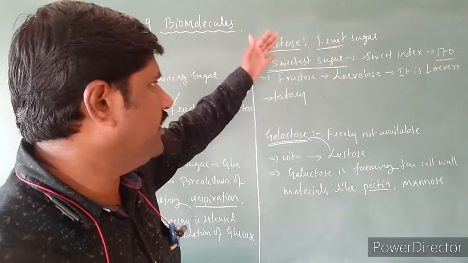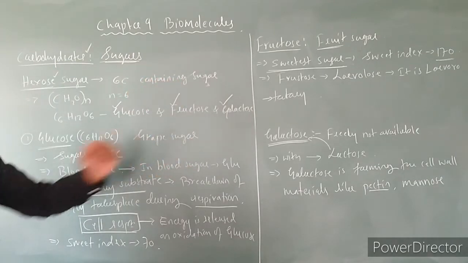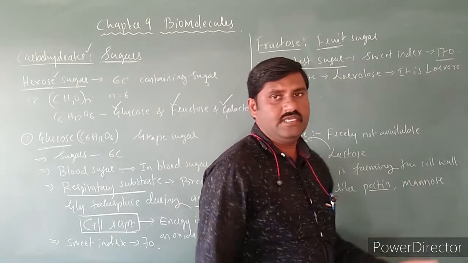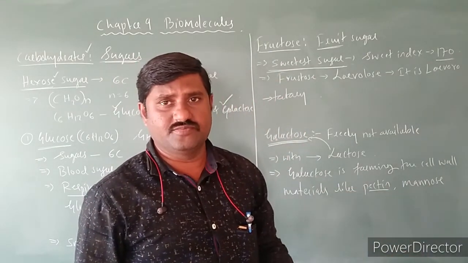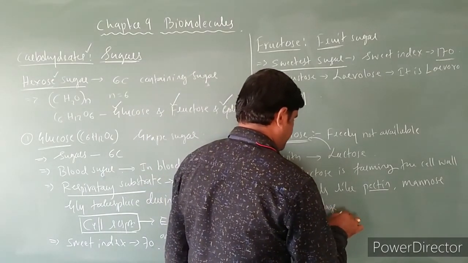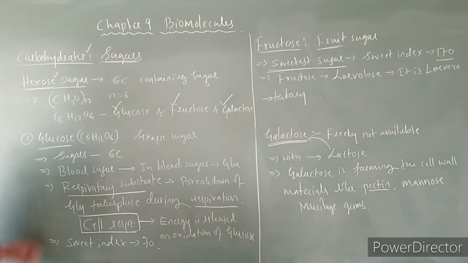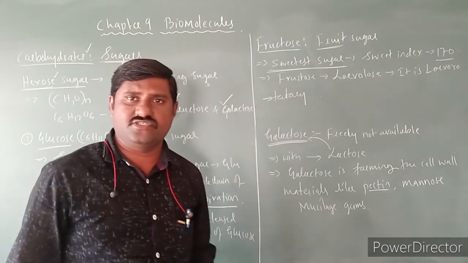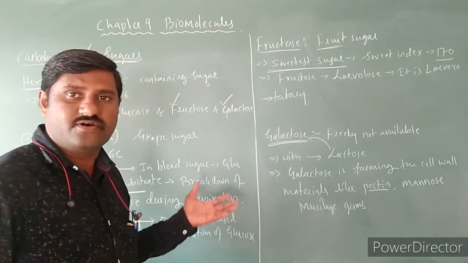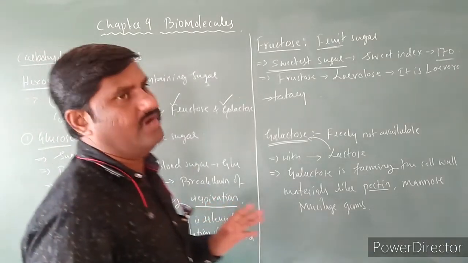This is all about the three kinds of hexose sugars: glucose, fructose and galactose. Galactose makes many of the raw materials like pectin and mannose, and it is even present in mucilage, gums, etc. And glucose can make polysugars like starch, glycogen, etc. So they play a very important role in forming all these polysugars.